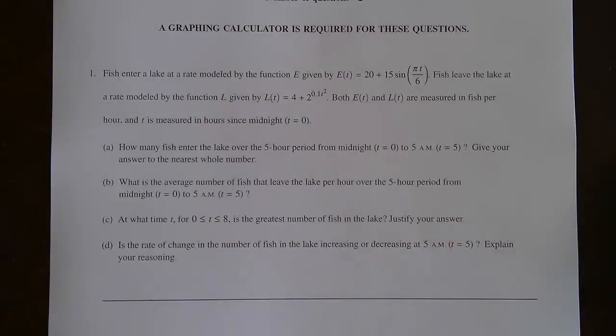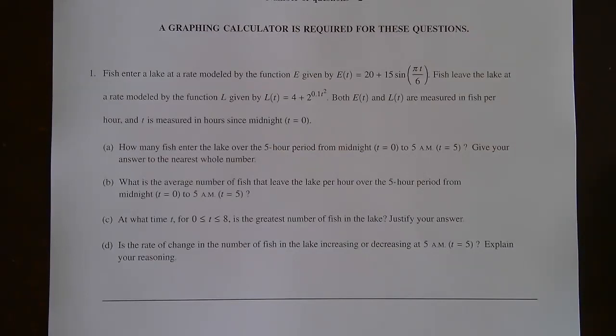So for the 2019 free response part of the exam, question number 1 deals with fish entering a lake and also fish leaving a lake, and they're giving you the rate E of t. The rate E of t is the rate at which fish are entering the lake, and L of t is the rate at which they're leaving the lake. Both are measured in fish per hour, and t is measured in hours since midnight, so t equals 0 would be midnight.